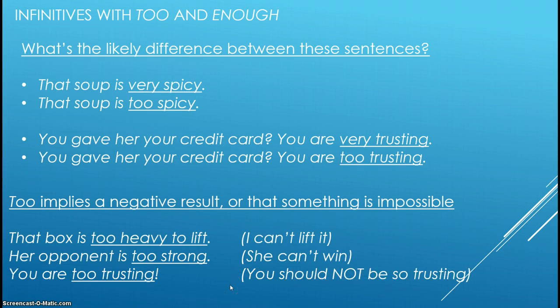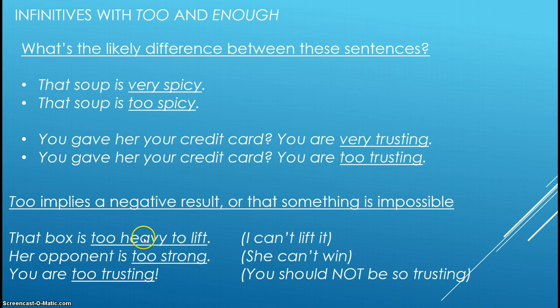You are too trusting. Now, if you use the too, not the very, they're trying to tell you, don't be so trusting. It's a negative result. Because you are so trusting, it causes trouble. It causes you problems. So that's the difference between the two. Now where the infinitive comes in is if you use the too along with it, usually we need to know, because of this, what is impossible? What is the problem? And that's where the infinitive comes in.